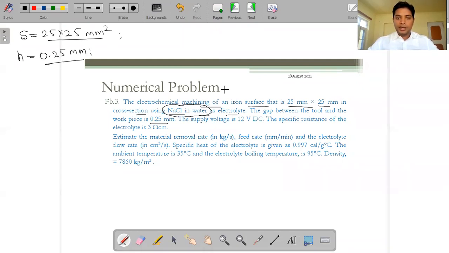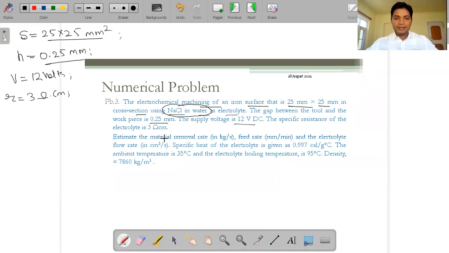Next, the supply voltage is 12 volts, so the value of capital V is given to you as 12 volts. The specific resistance of the electrolyte is 3 ohm into centimeter, so the small r value is given to you as 3 ohm into centimeter.